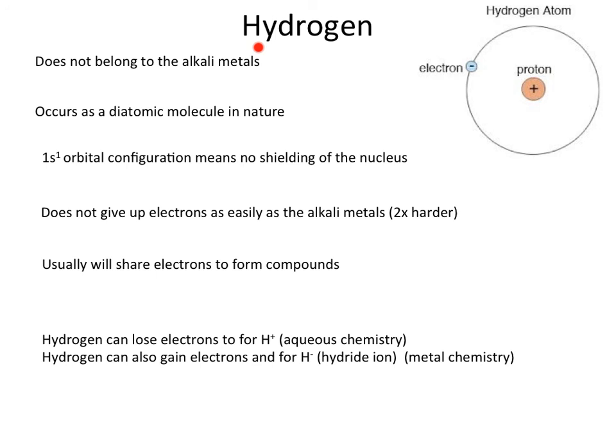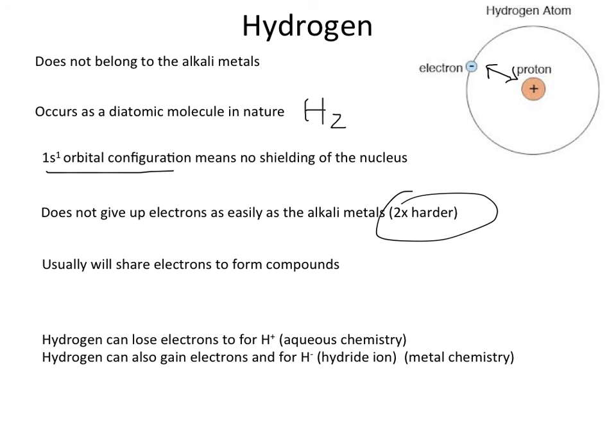Now, in nature, it occurs as a diatomic molecule, so we're going to have H2, so it's one of those 7 diatomics, along with the few that we see on the right-hand side of the table. The 1s1 orbital configuration basically means that there is no shielding of the nucleus. So the interaction between our proton in our nucleus and our electron along the outside is very strong. So that being said, unlike the alkali metals, it really doesn't want to give up its electrons very easily. It's actually 2 times harder to remove an electron from hydrogen than from any of the alkali metals in that group. So obviously they're not of the same family.